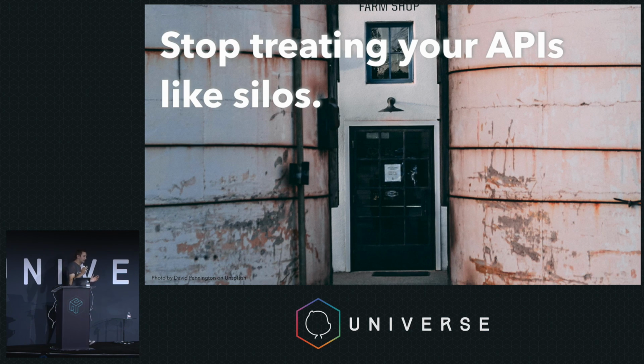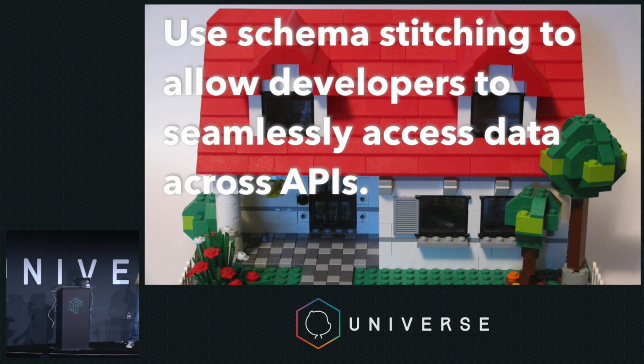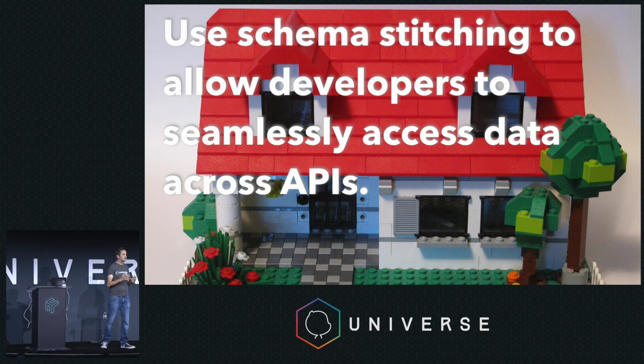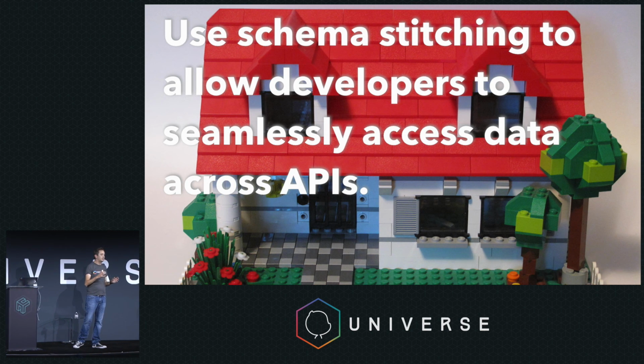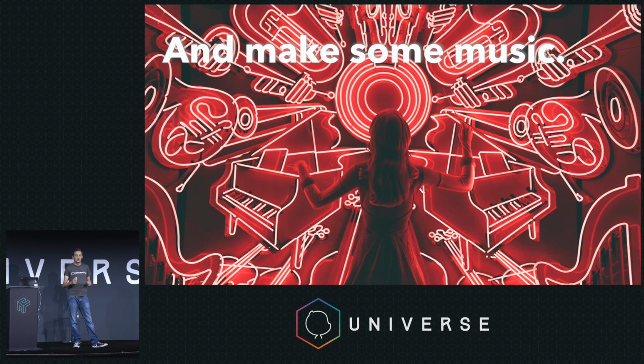So, what I want you to take away is, stop treating your APIs as silos. They shouldn't be completely independent from each other. There are relationships that exist between them. And when you start exploiting these relationships, you can seamlessly access data across these APIs and make your developers' life much easier. And make some sweet music.